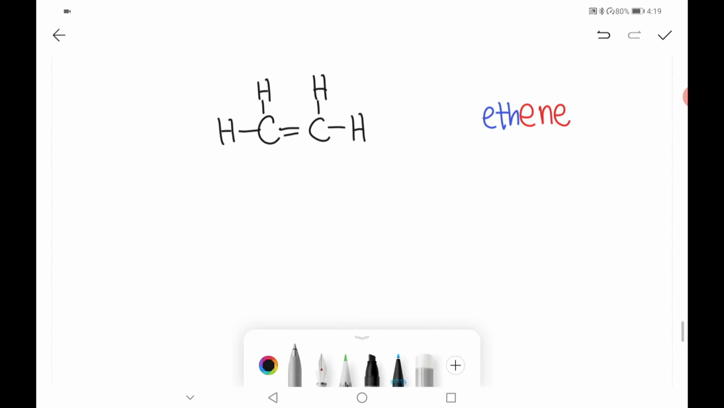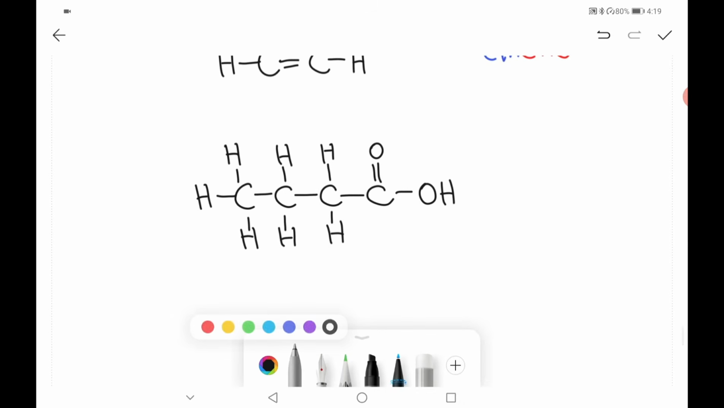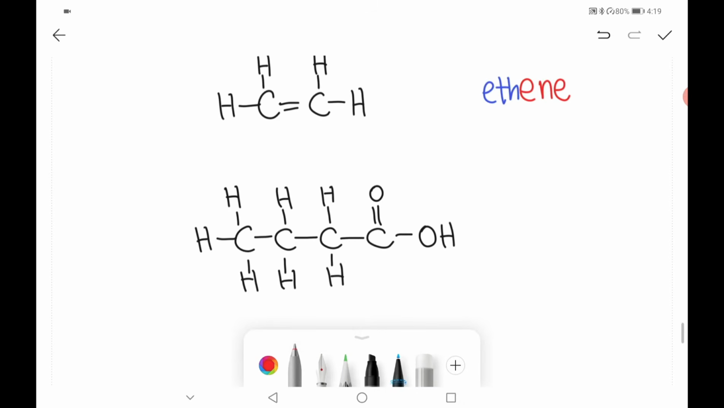Okay, let's try one last example. What if we have this substance? We will try to name it together. If we are given this structural formula, how are we going to name it? Same thing, always start the name from the back part.